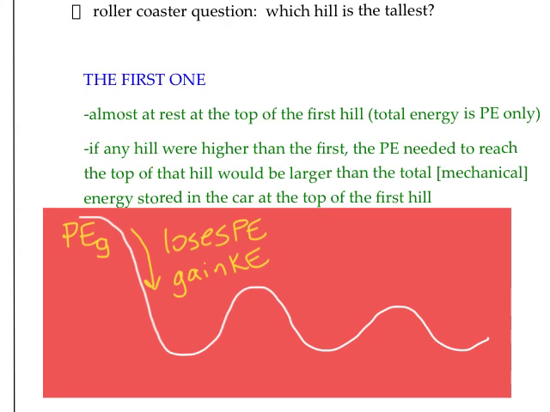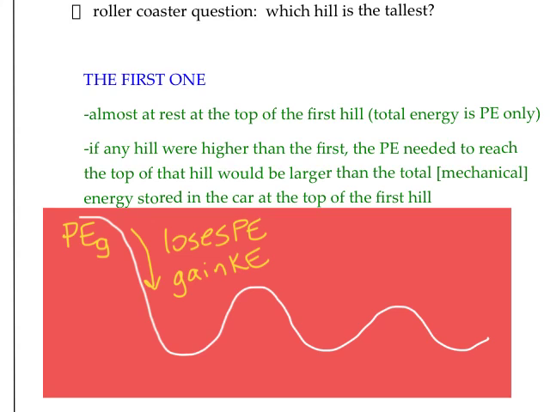So we have this idea of conservation of energy. We're not actually going to lose any total energy except maybe to friction, but all of that energy that the roller coaster needs for the rest of the ride comes from what it gets at the beginning.